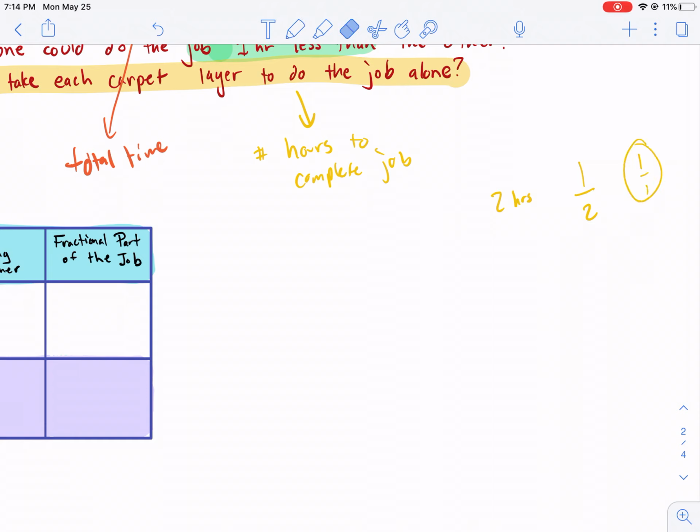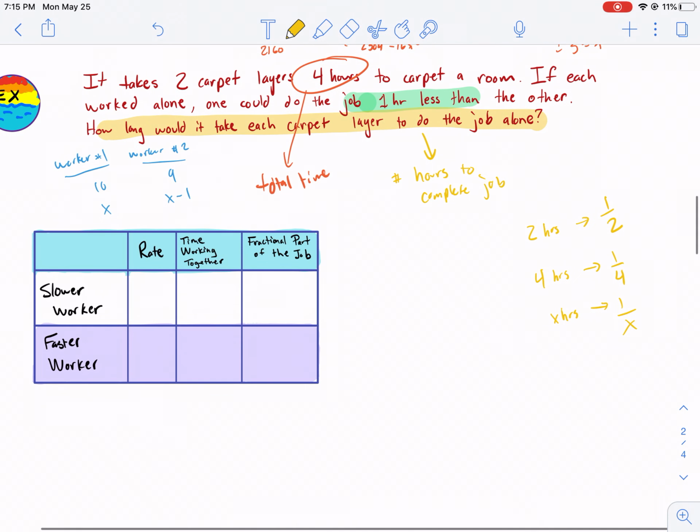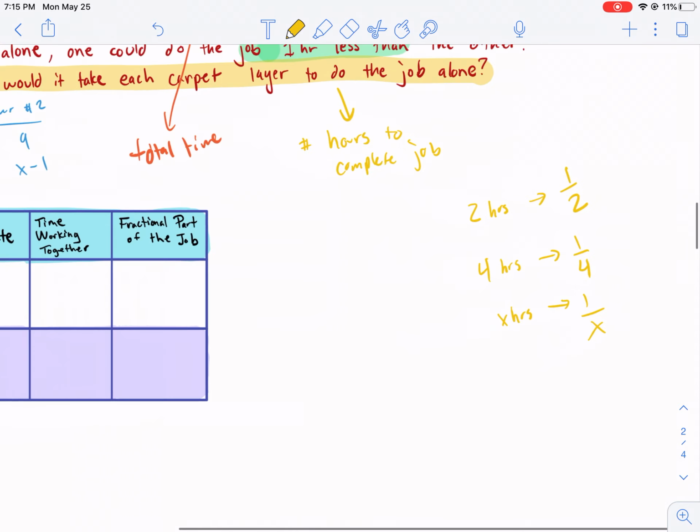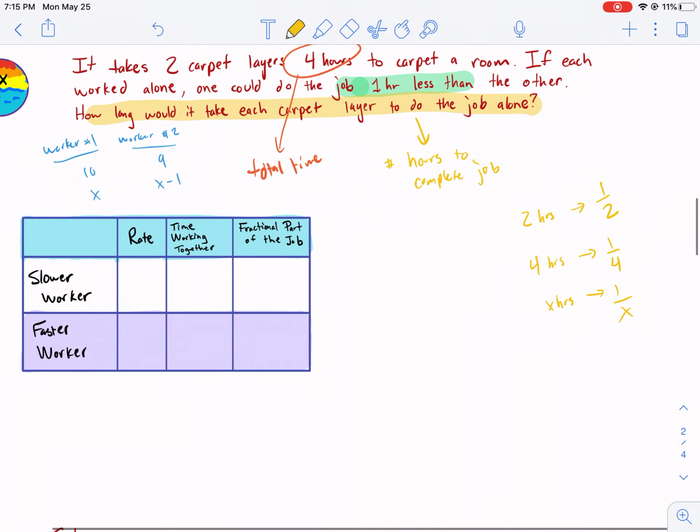Essentially, you can put the number of hours to complete a job in the bottom. That will give you how much you can get done in an hour. So if it takes someone 2 hours to finish a job, they would do half the job per hour. If it took someone 4 hours to do a job, then after 1 hour, they would do 1 out of 4. So what if it took x hours for someone to do a job? Then after 1 hour, it would be 1/x. So the rate, how much of the job per hour, is dependent upon how much they can get done for the whole job.